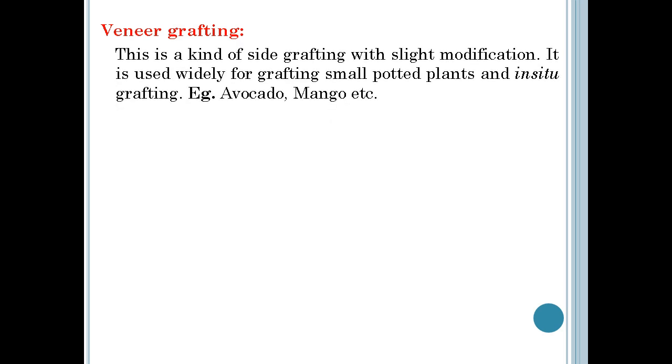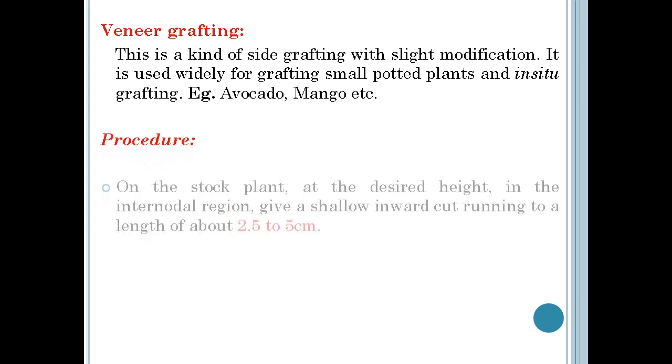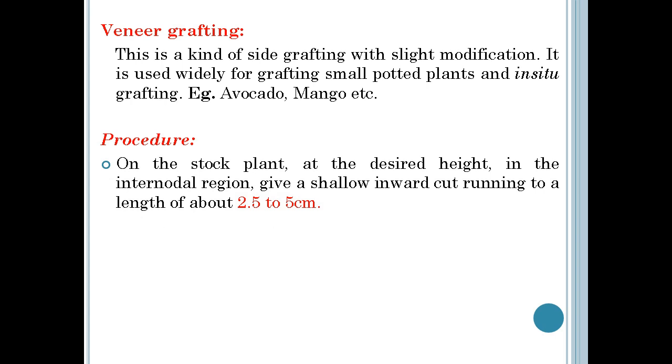Veneer grafting. This is a kind of side grafting with slight modification. It is used widely for grafting small potted plants and in situ grafting. Example, avocado, mango, etc.